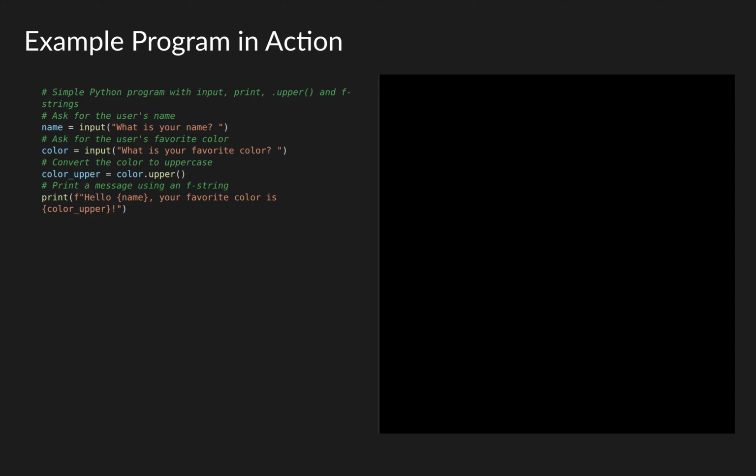Example program in action. Console displays, "What is your name?" Program waits for input. User enters their name and presses Enter. Console now shows, "What is your favorite color?" Program pauses, waiting for the next input. User types in a color and presses Enter.